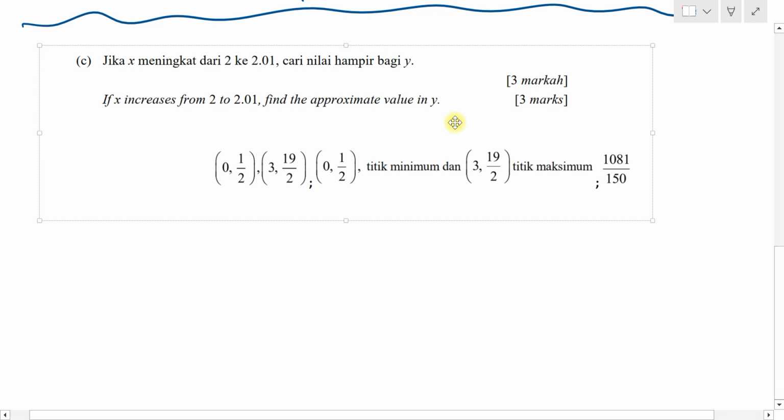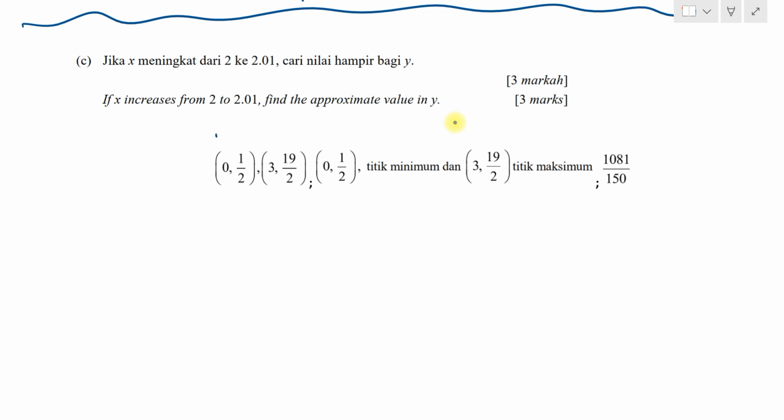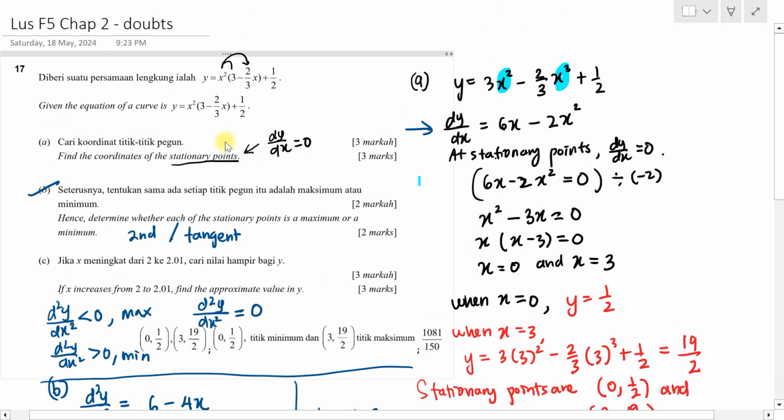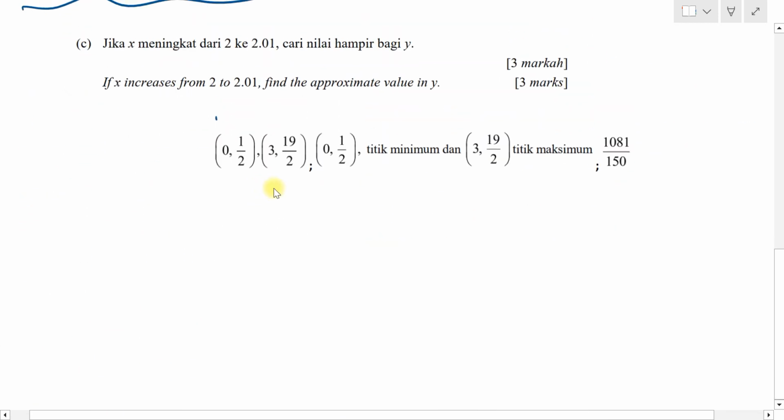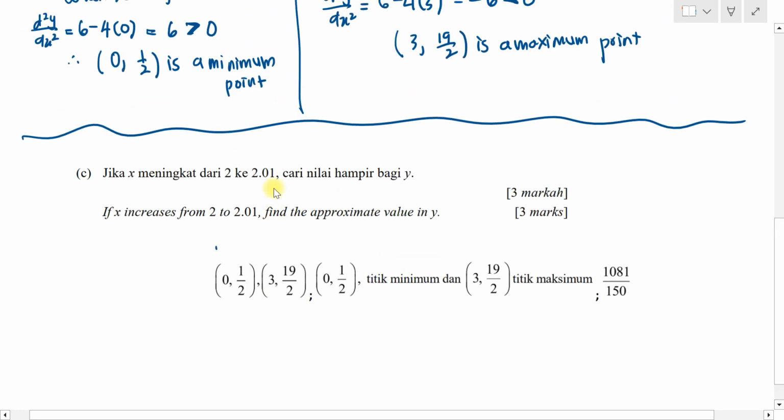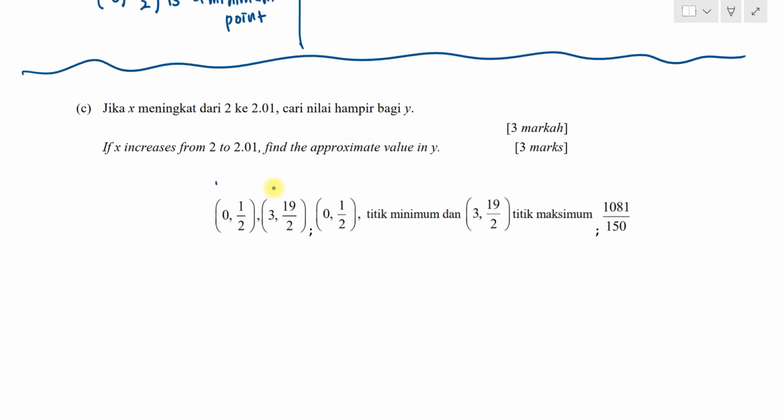Okay, let's say x increases, is it a continuation question? Yeah, it is a continuation question. Never mind, it's okay. It's easier, you use only one piece of information. If x increases from 2 to 2.1, so you can find delta x out of it. Find the approximate value of y. That means approximate value means y new.